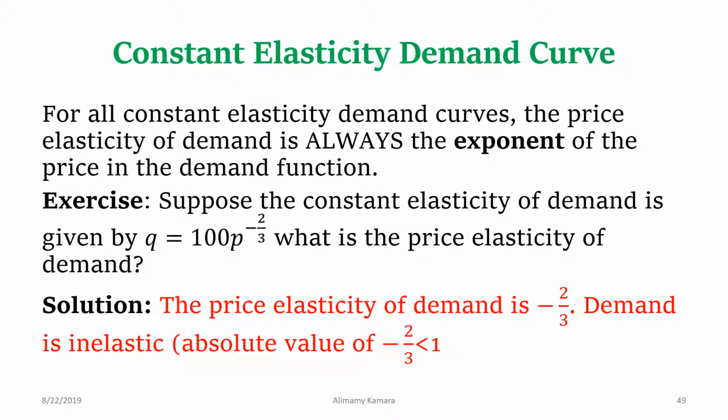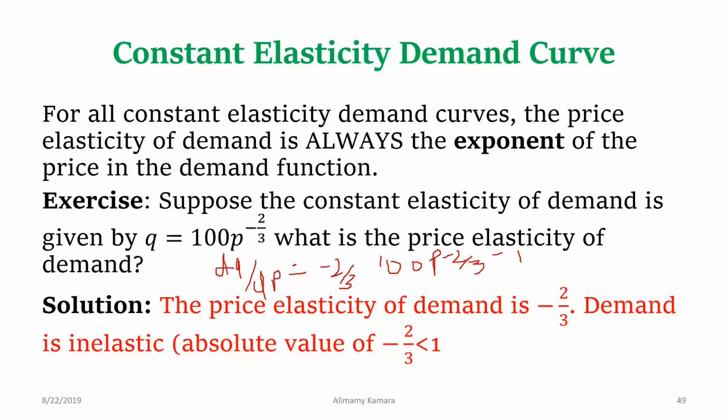Now let's take one typical example here. We have Q equals 100 P to the minus 2 over 3, right? What is the dQ/dP here? The dQ/dP is what? It's minus 2 over 3, times 100, P to the minus 2 over 3, and then minus 1, right? That is that.